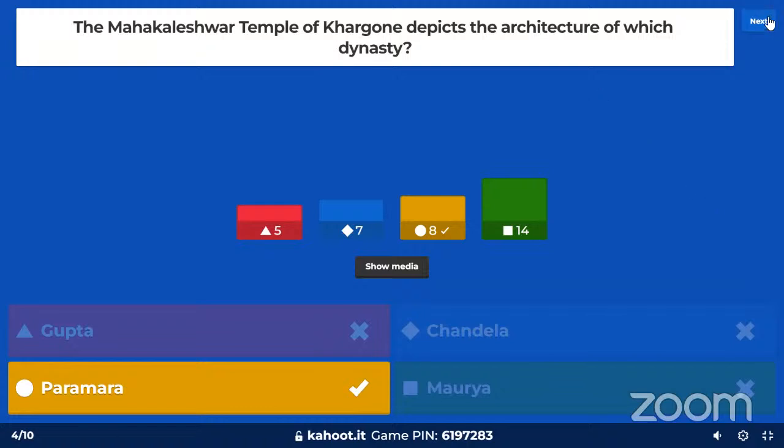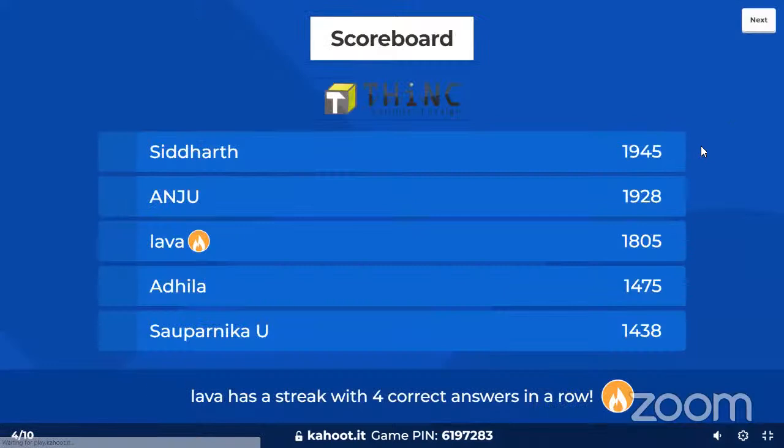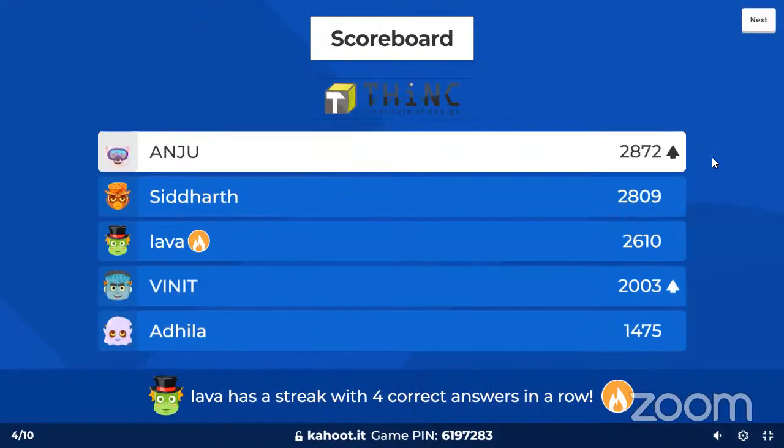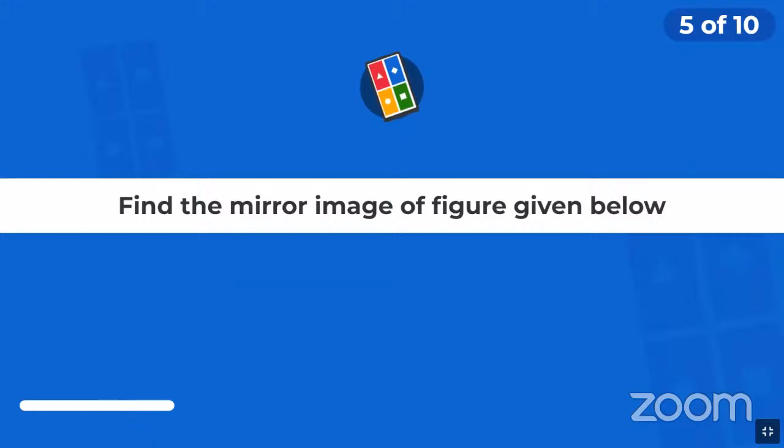And yes, let's see the point table. After the fourth question, there's a change. Again, Anju comes to the first position with 2,872 points. Siddharth on second, Lava on third, Vineet on fourth, and Adila on fifth position. So good going, guys. The point table is again changing, and Lava has the highest streak with 4 correct answers in a row. So congrats, everyone. Let's move on to the fifth question, and I think we are halfway.